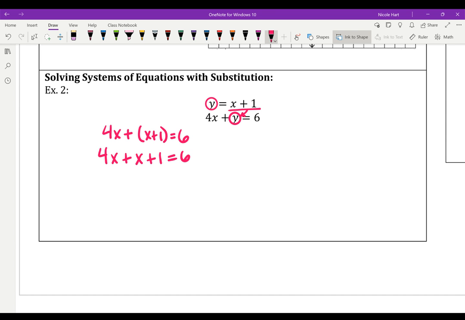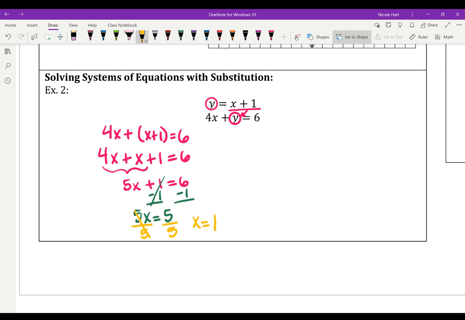Now our goal is to combine like terms and solve for x. So 4x plus x gives us a total of 5x plus 1 equals 6. I am going to subtract 1 on both sides to get 5x by itself. And so we have 5x equals 6 minus 1 is 5. And then to get x alone, I am going to divide by 5. And x will be equal to 1.